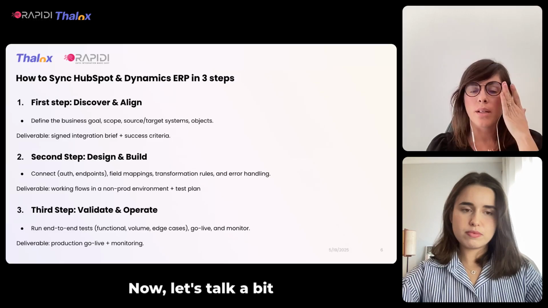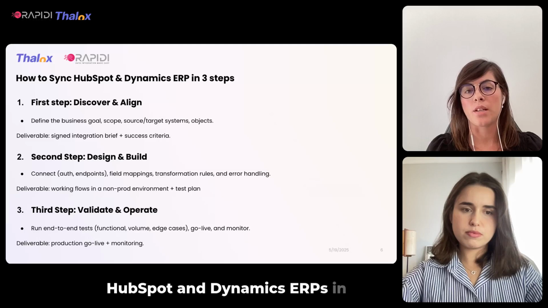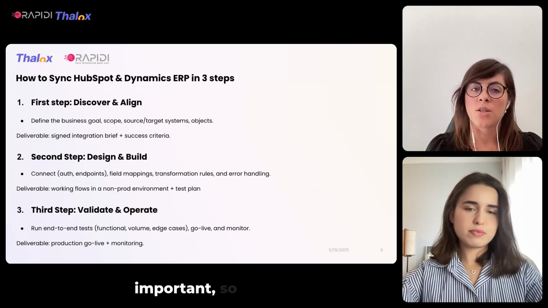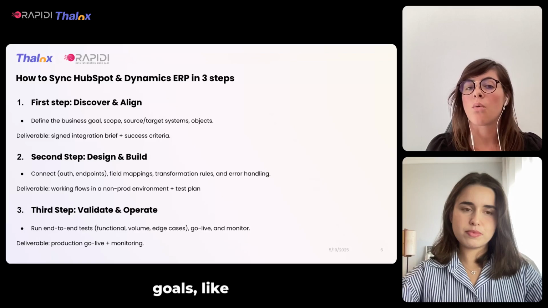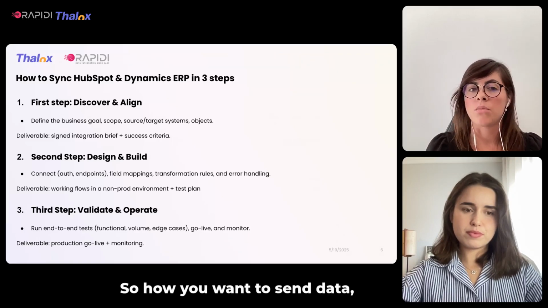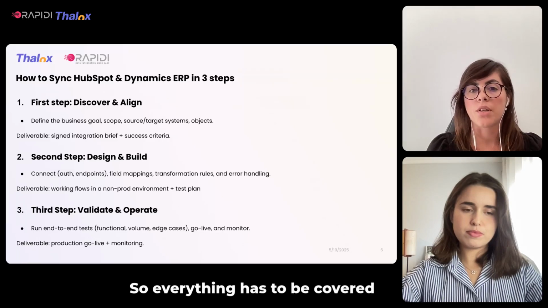Now, let's talk a bit about how to sync HubSpot and Dynamics ERPs in 3 steps. So the first step, which is extremely important, is that you have to define the goals, like what you want to do. So how you want to send data, is it back and forth? You just have very specific processes. So everything has to be covered here.